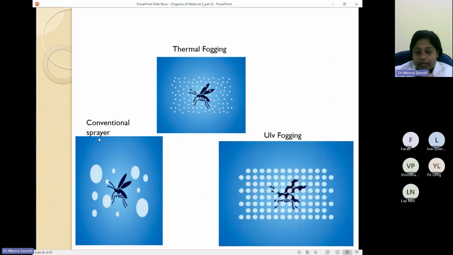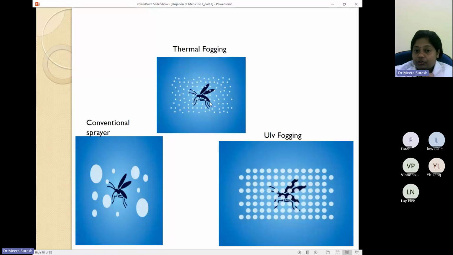So one is the conventional sprayer, another one is the thermal fogging, and this one is the ULV fogging. From this picture, you can somewhat assume how this aerosol or the mist is going to affect the mosquito. In the case of conventional sprayer, the droplets that are produced will be larger in size, and hence it won't be much effective to kill the mosquitoes on a large scale. The droplet size will be larger, and this is also going to take a lot of time, a lot of manual labor will be required. That is with the conventional sprayer.